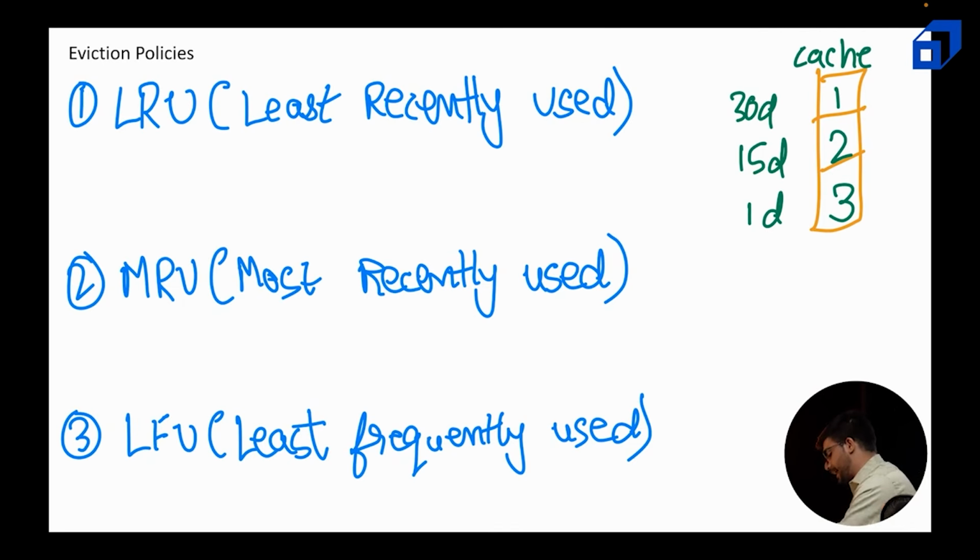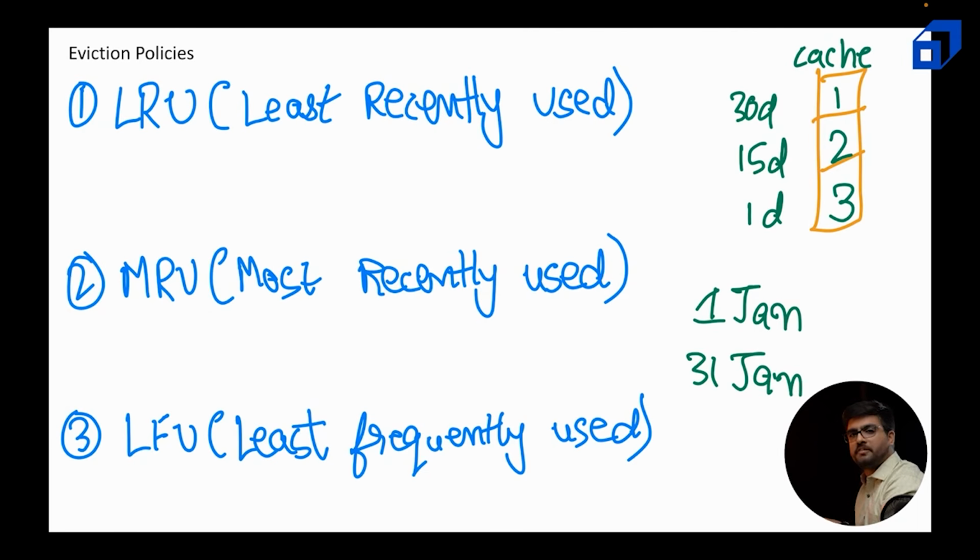Okay, let me add some dates as well. It was accessed on 1st Jan and it was accessed on 31st Jan as well. So now when it was accessed on 1st Jan, we are going to add 3 to the cache. Now it is still in the cache. We have not got 3 out of the cache. On 31st Jan, it is accessed once again. So now it is the least recently used one if today's date is 1st Feb.